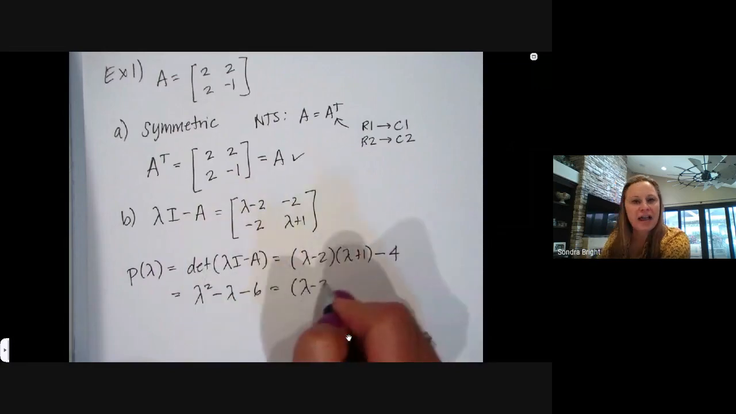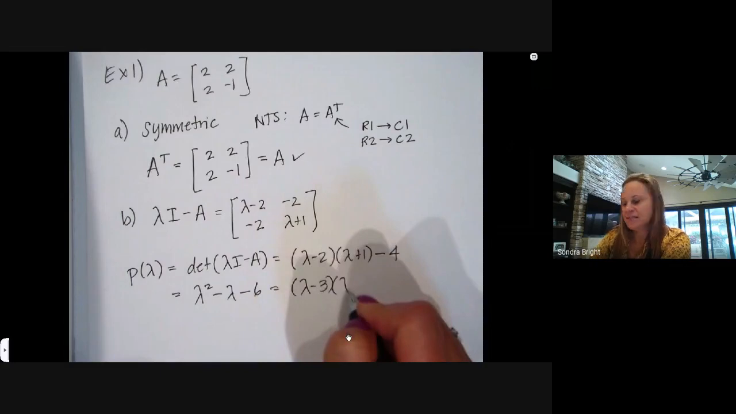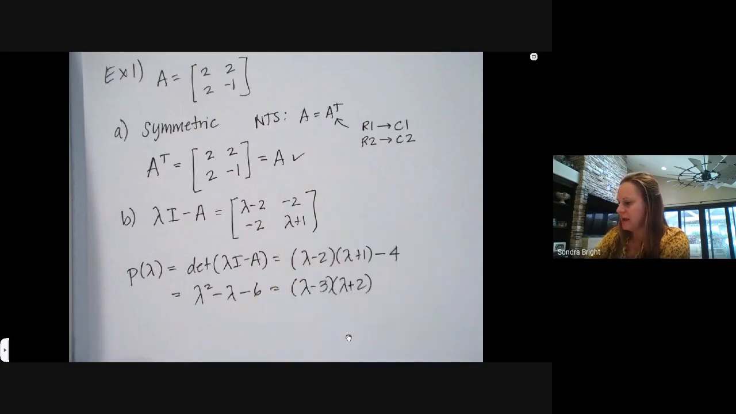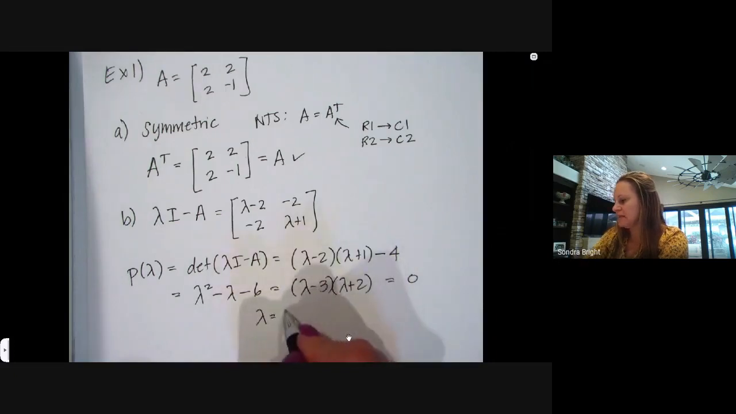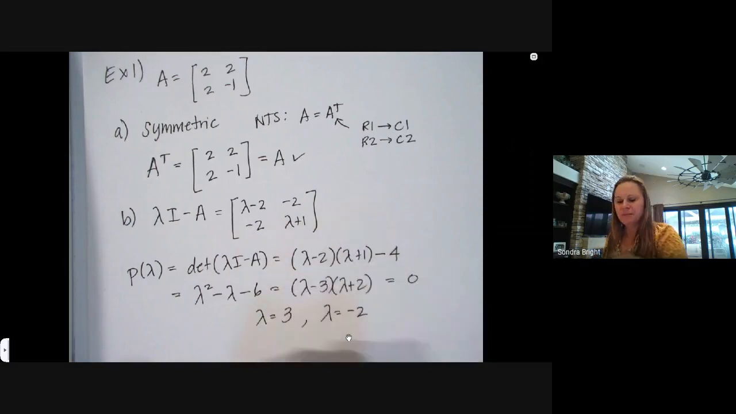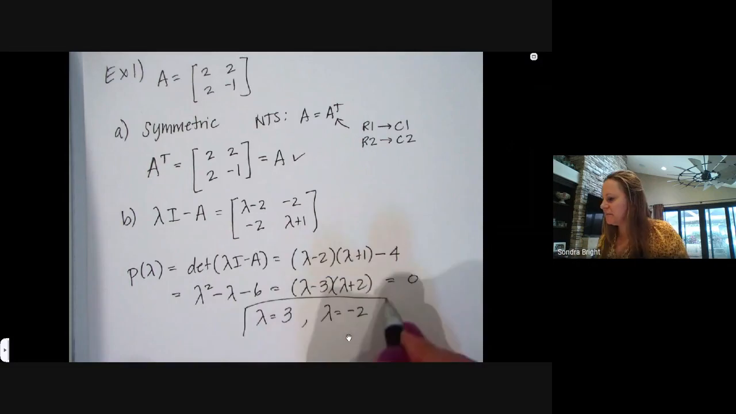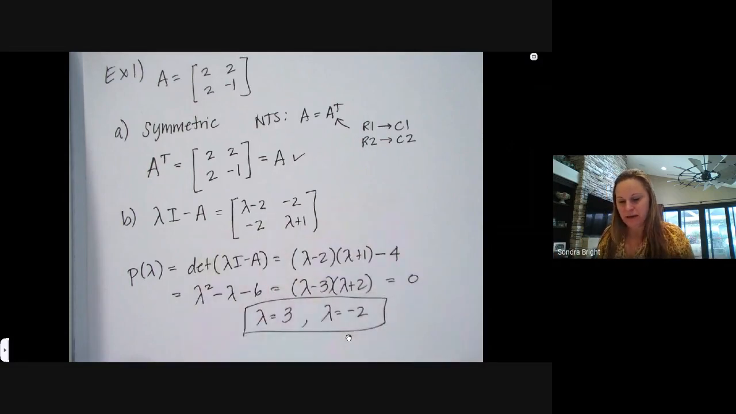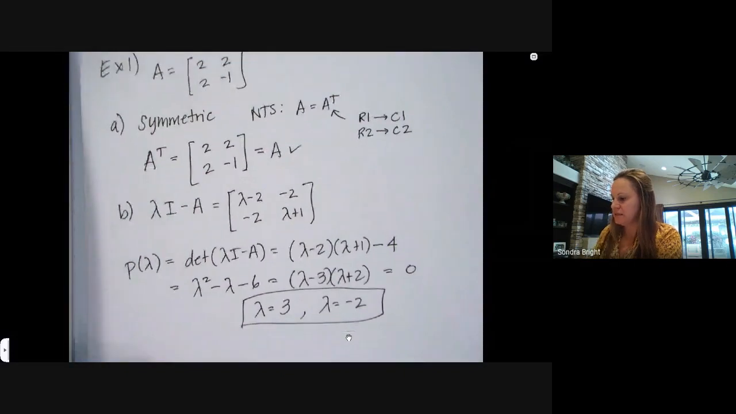To get our eigenvalues, you set this equal to 0. And so you've got one eigenvalue of 3 and your other one is negative 2. Both of these have a multiplicity of 1. I'm not even going to bother writing it because it didn't ask me to say the multiplicity. So those are your two eigenvalues. To find the eigenvectors, we just plug these values into this matrix here and solve.